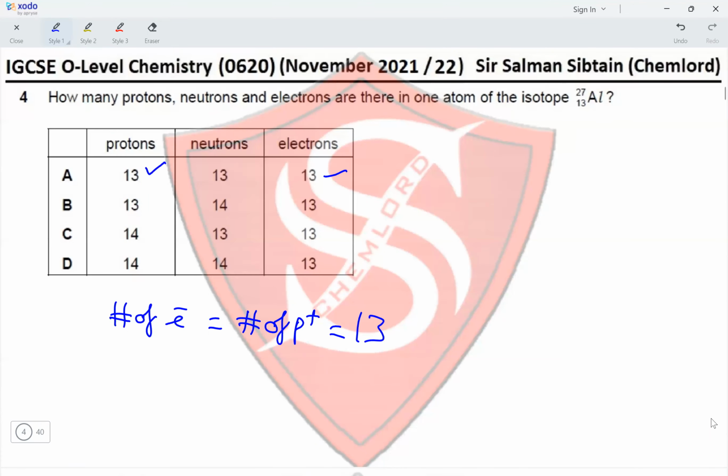So A has this option, B has this option, C has 14 protons shown, so C, also D. So C and D get eliminated. Now, the number of neutrons will be given by 27 minus 13. This will give us a value of 14. So this eliminates option A, making option B the correct option for this question.